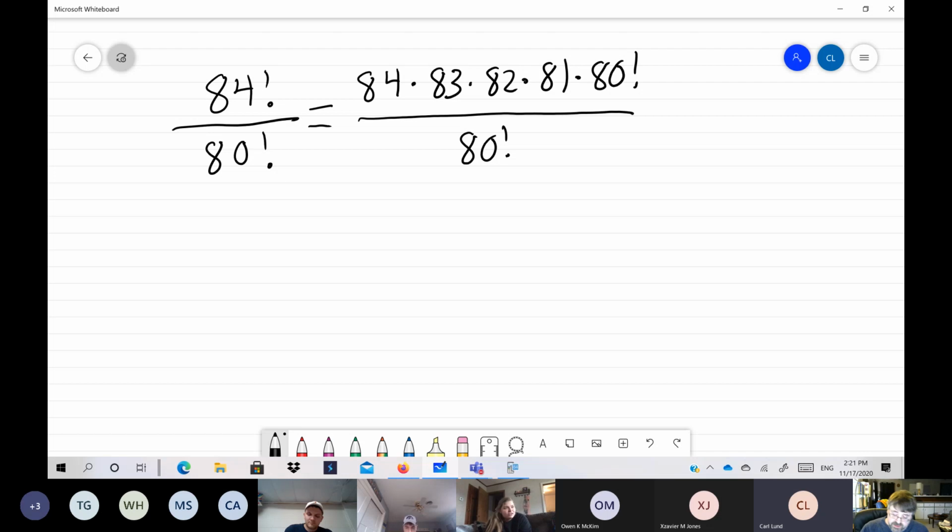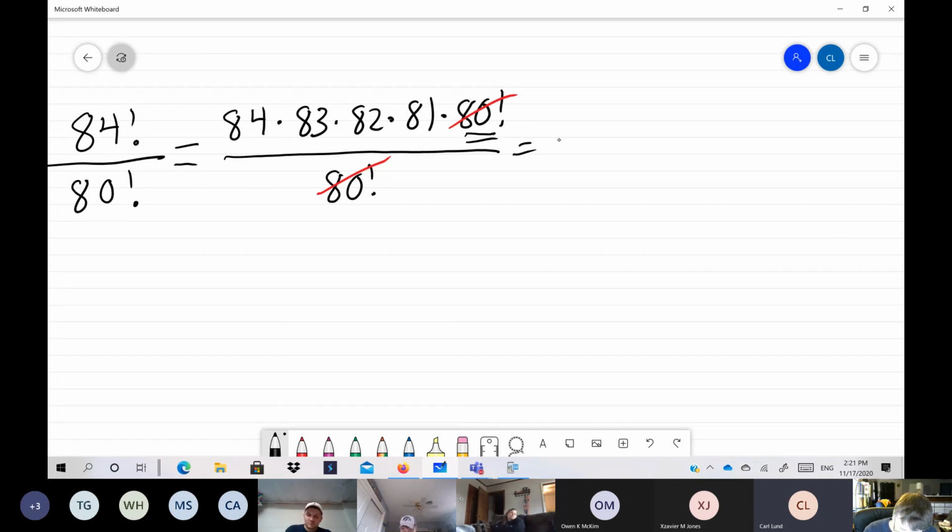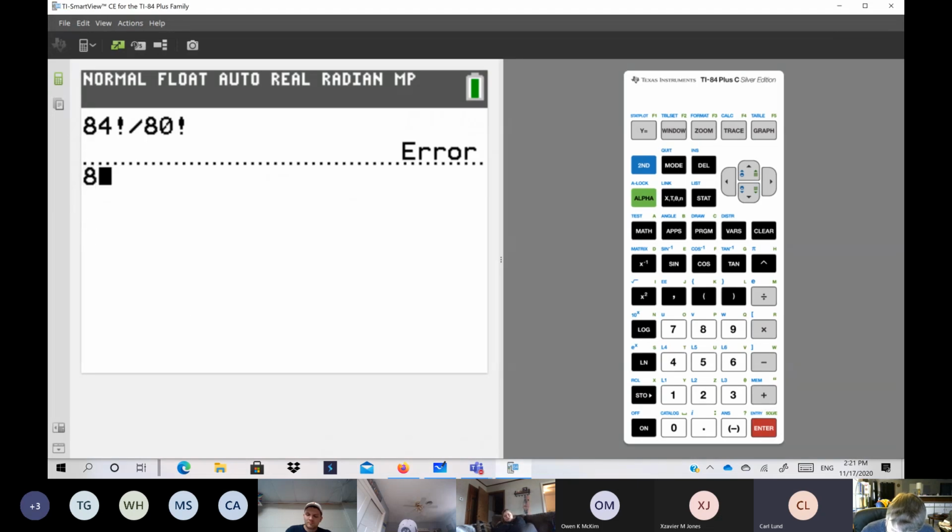The reason why I can do this is because 80 factorial would be the same as if I just kept going, times 80 times 79 times 78 times 77 times 76, all the way down to 1. So these cancel. 80 factorial divided by 80 factorial, those common factors divided by themselves are 1. So I get 84 times 83 times 82 times 81. My calculator can handle that.